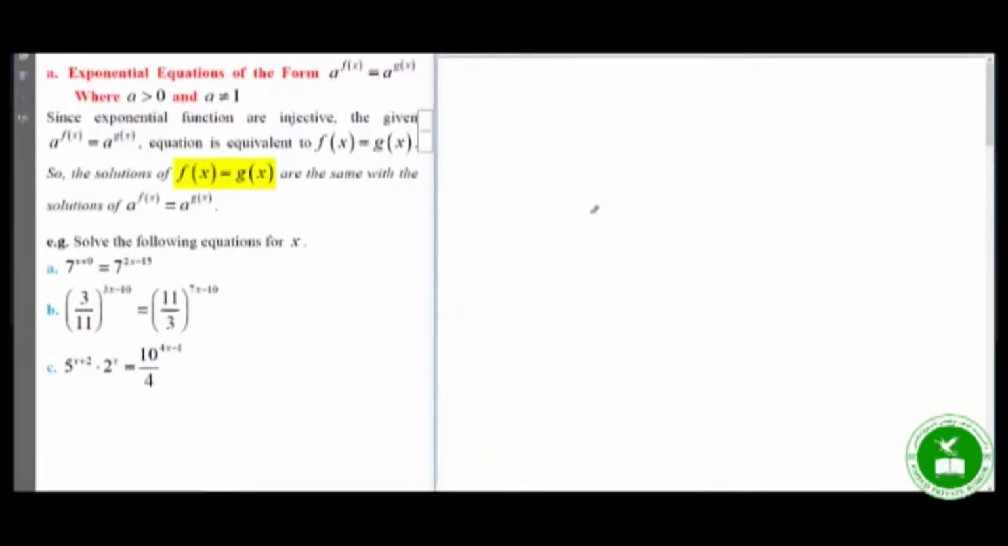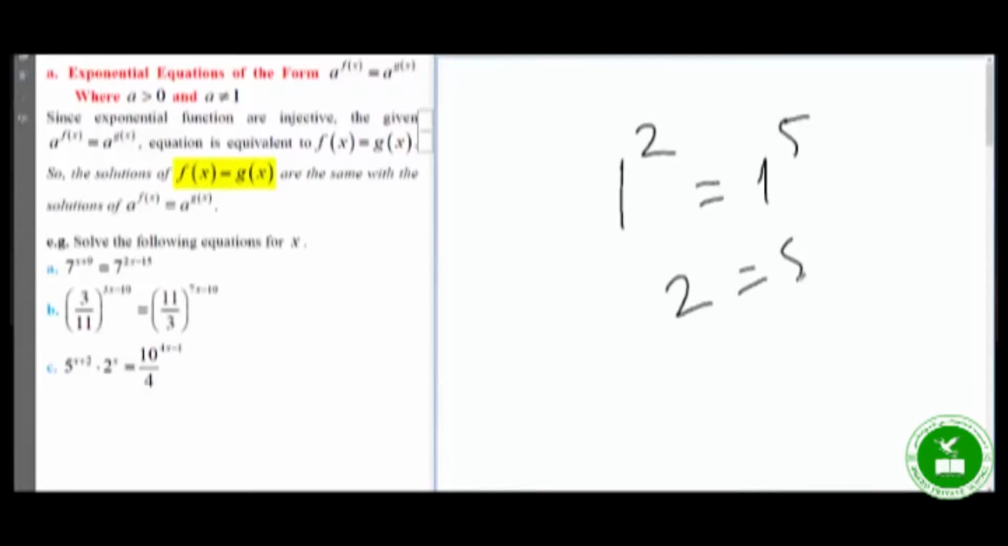Why? Because if a is equal to 1, then 1 to the power of 2 will be equal to 1 to the power of 5. Both of them are equal. But according to these types of exponential equations, if the bases are equal to each other, the powers are also equal. So 2 must also be equal to 5, which is not true. Therefore, we say that a, or the base, cannot be 1.